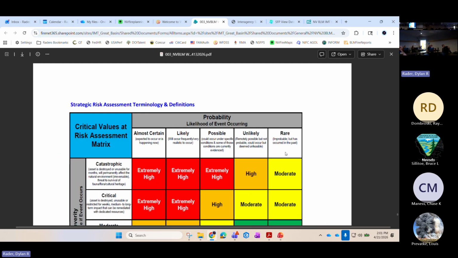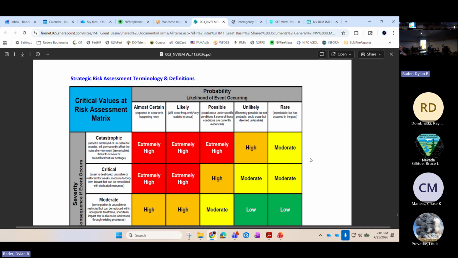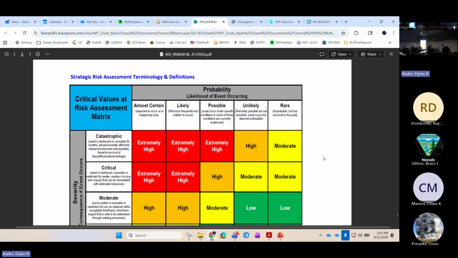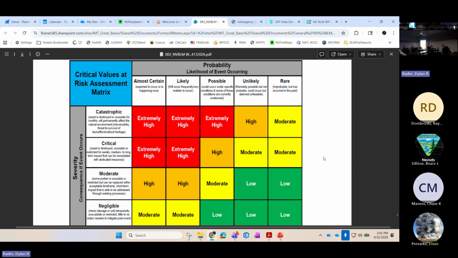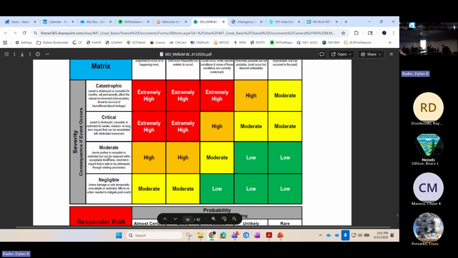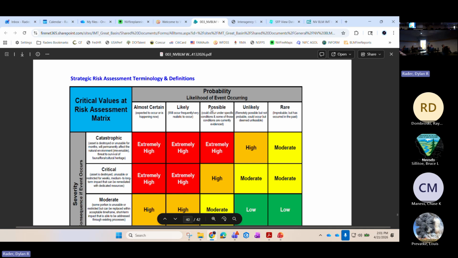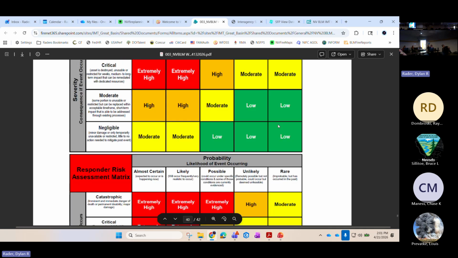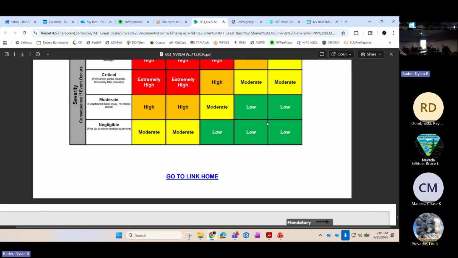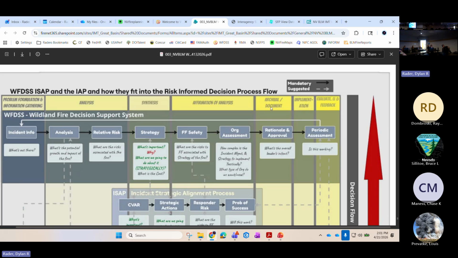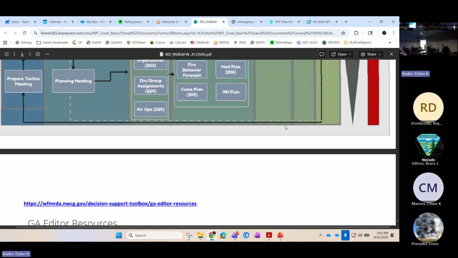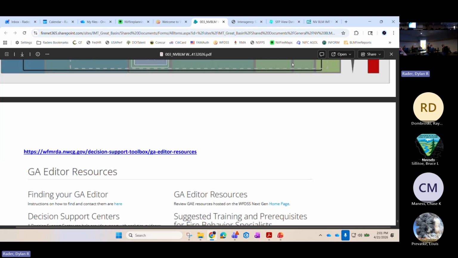The other thing too, and this is always a key one whenever you're doing the ISAP process, is these are definitions. So it's important that everybody have the same definition of what catastrophic means, what critical means, what moderate means, what negligible means, and all those are defined in this matrix right here, whether you're talking about probability or severity. There's some other graphics in here too that I'd highly recommend that you look at, but that is really the rest of the guide.